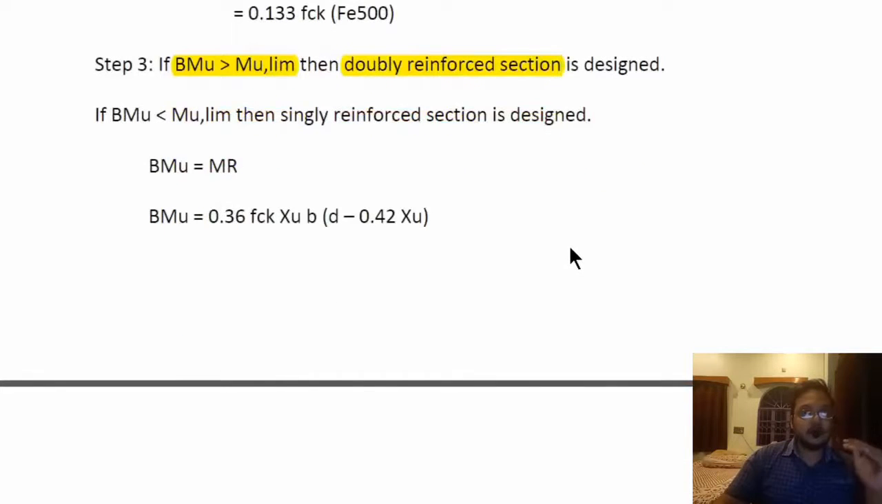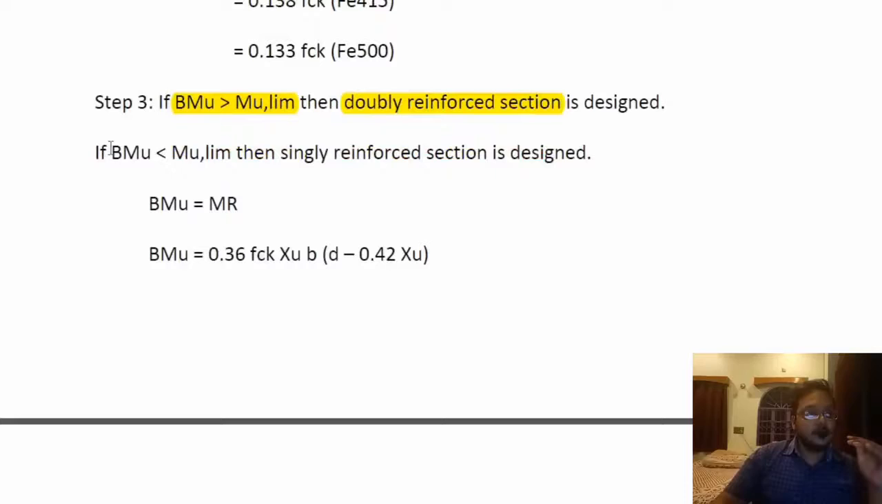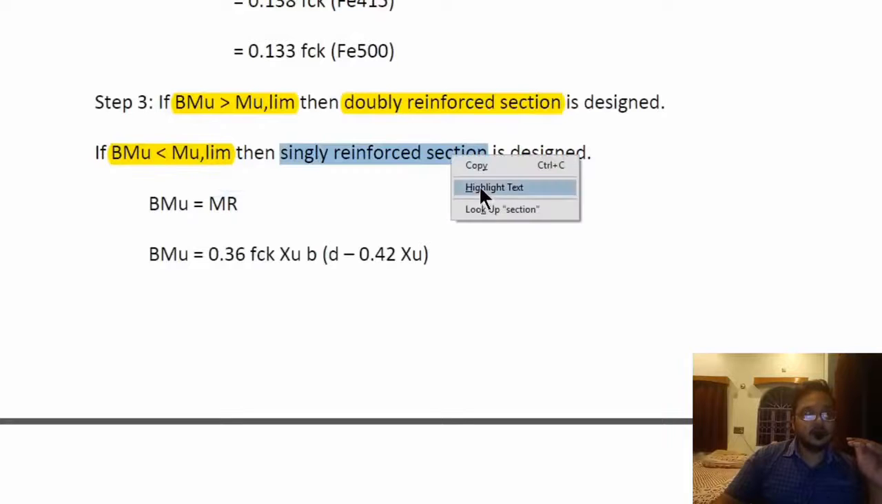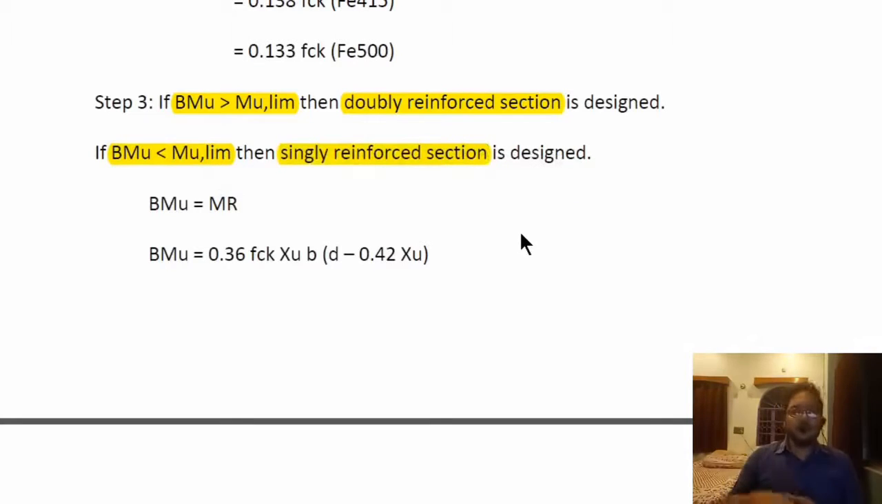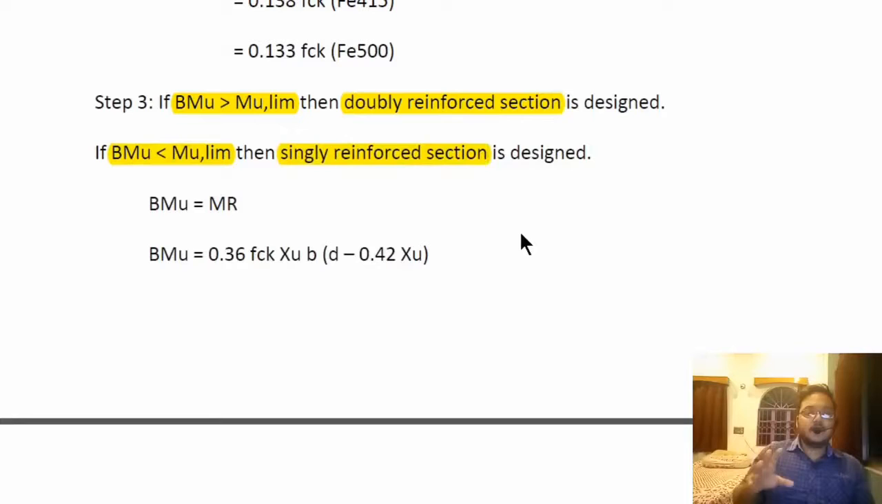So in this chapter you will get questions where BMU is less than MU limiting, and only then will we design a singly reinforced section. But during examinations you don't know whether the section is singly reinforced or doubly reinforced. For that you need to know the BMU and the MU limit and compare them. If BMU is greater than MU limit, you go for a doubly reinforced section, and if BMU is less than MU limit, you go for a singly reinforced section.